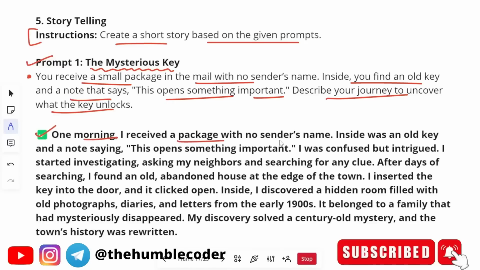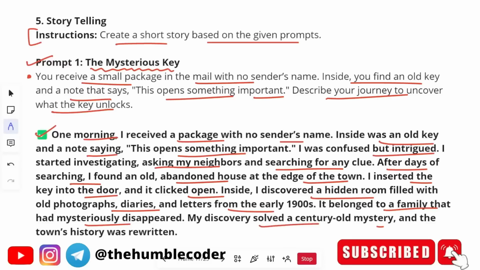One morning I received a package with no sender's name. Inside was an old key and a note saying this opens something important. I was confused but intrigued. I started investigating, asking my neighbors and searching for any clue. After days of searching, I found an old abandoned house at the edge of the town. I inserted the key into the door and it clicked open. Inside, I discovered a hidden room filled with old photographs, diaries, and letters from the early 1900s. It belonged to a family that had mysteriously disappeared. My discovery solved a century-old mystery and the town's history was rewritten.